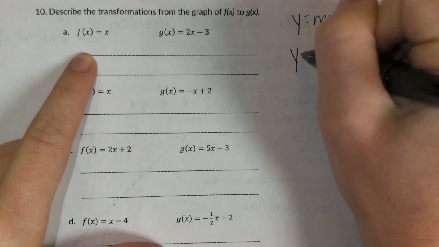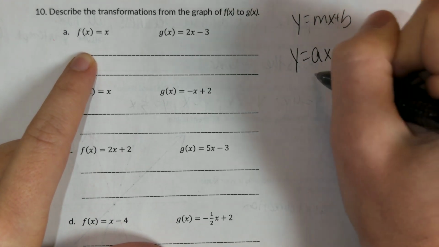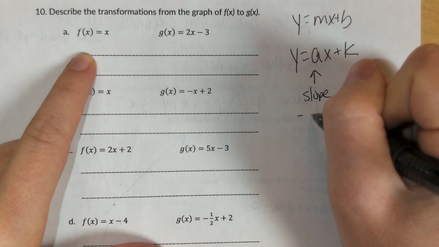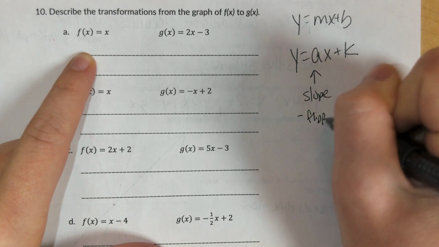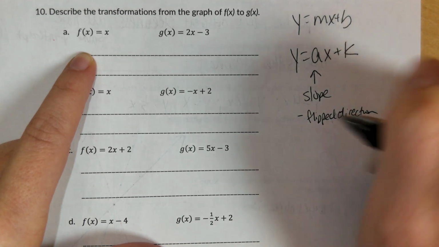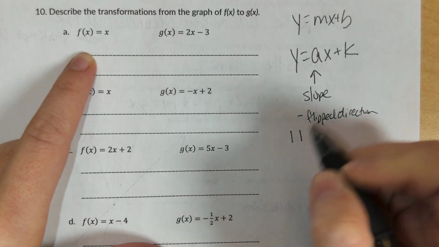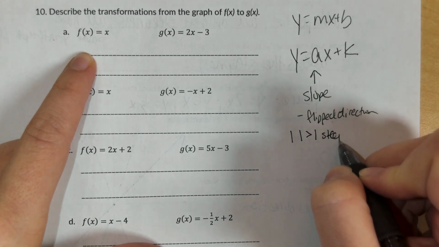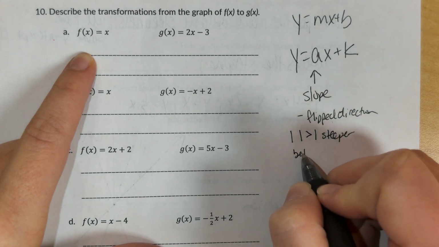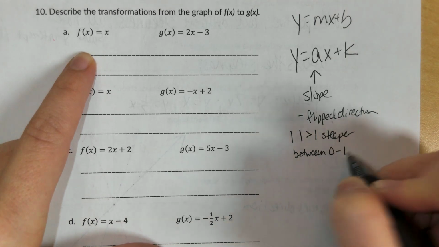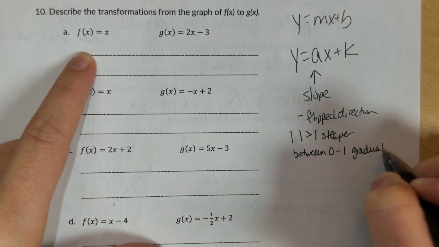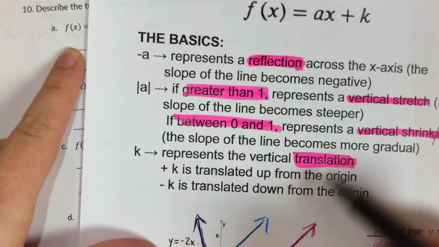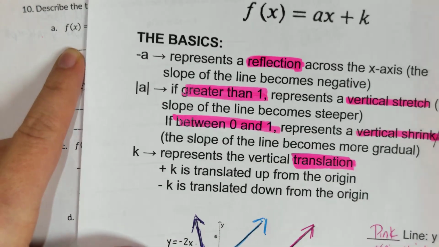When we talk about translations, though, we're talking about y equals ax plus k, where a is our slope. Negative is going to be flipped direction. And then the absolute value of that, if it's greater than 1, it's going to be steeper. And if it's between 0 and 1, it's going to be more gradual. Okay, so remember that from our notes. And that was all written here in the quick one-stop shop notes.